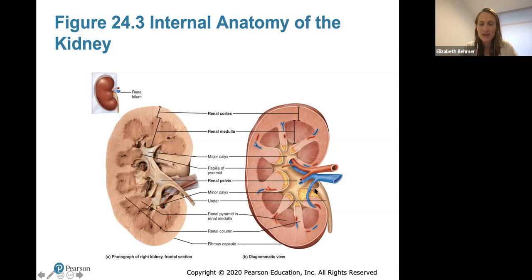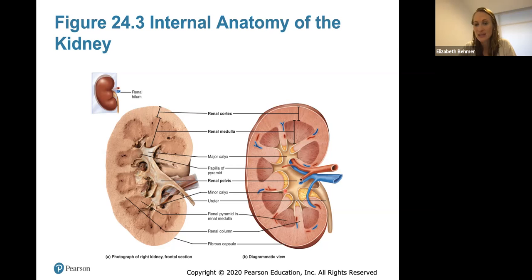So here we have kind of the internal anatomy of the kidney. The renal cortex is the lighter superficial layer, and then the renal medulla is the inner layer that has these cone-shaped pyramids called renal pyramids in it. Each pyramid empties out into a minor calyx. So you can see these minor calyxes at the tips of each renal pyramid. So we have this funneling system collecting urine. The renal pyramids will funnel urine down into the minor calyxes.